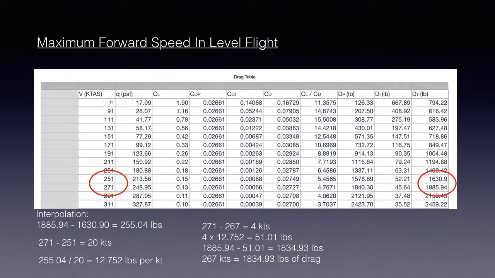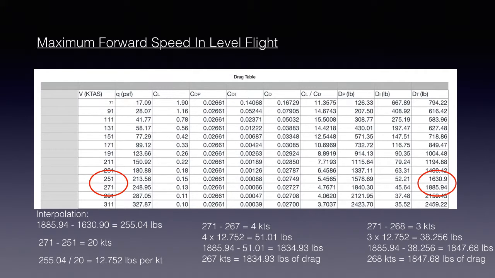1834.93. So we know that the engine, the FJ33 engine, has more thrust than that. So we should be able to, in theory, maintain that 267 knots. And if we go 1 knot beyond what we're capable of, we shouldn't be able to maintain the 268.